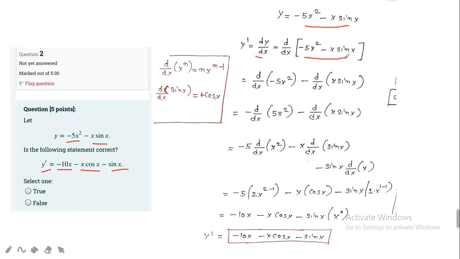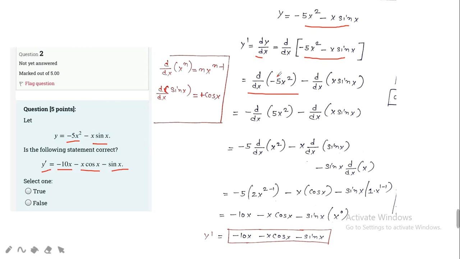Now we know from the property of differentiation that if two or more functions are in a function, then we can separately differentiate them. So here the function minus 5x square minus x sin x is a combination of two functions, that is minus 5x square and minus x sin x. So our first function is minus 5x square. We will write here d by dx minus 5x square, and our second function is minus x sin x. So we will differentiate it as well, d by dx minus x sin x. Okay, so the first function is minus 5x square.